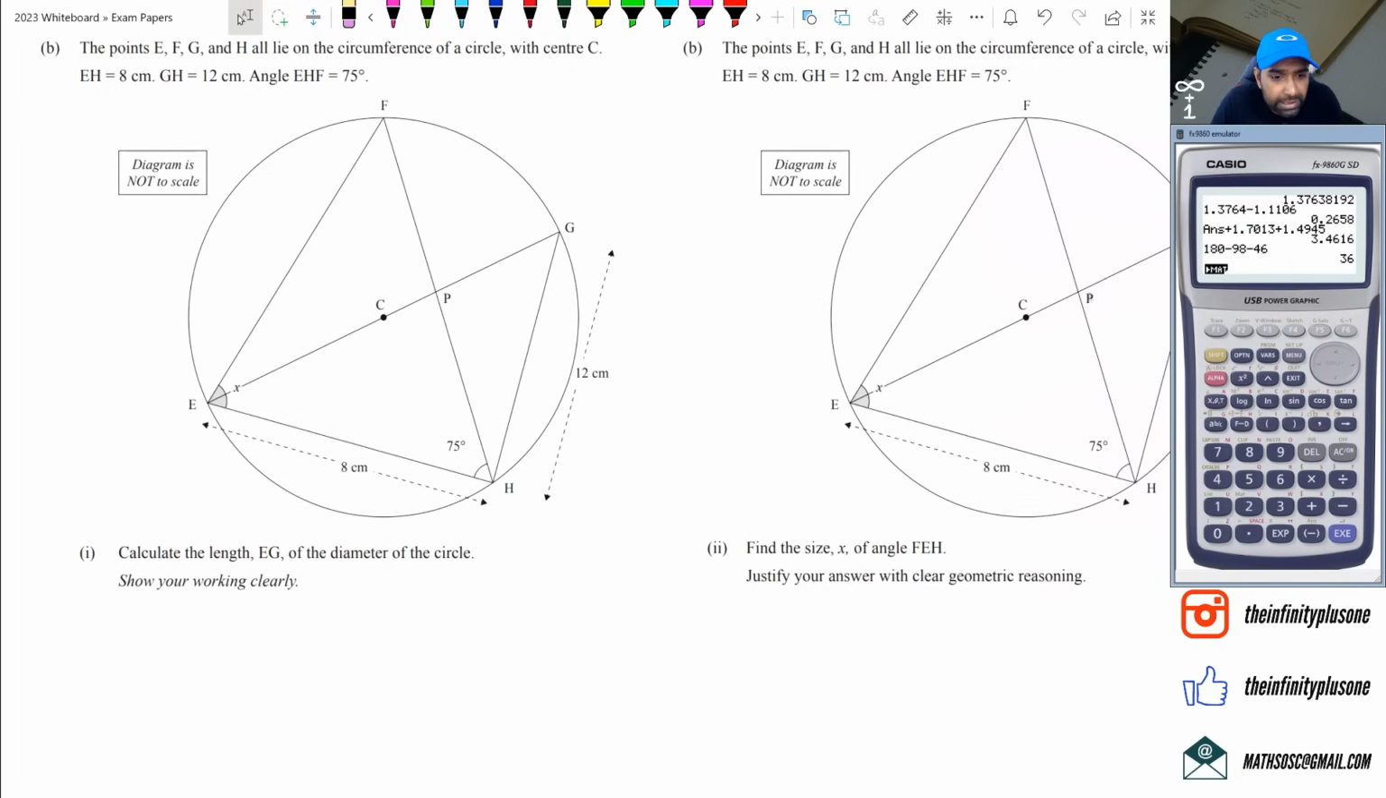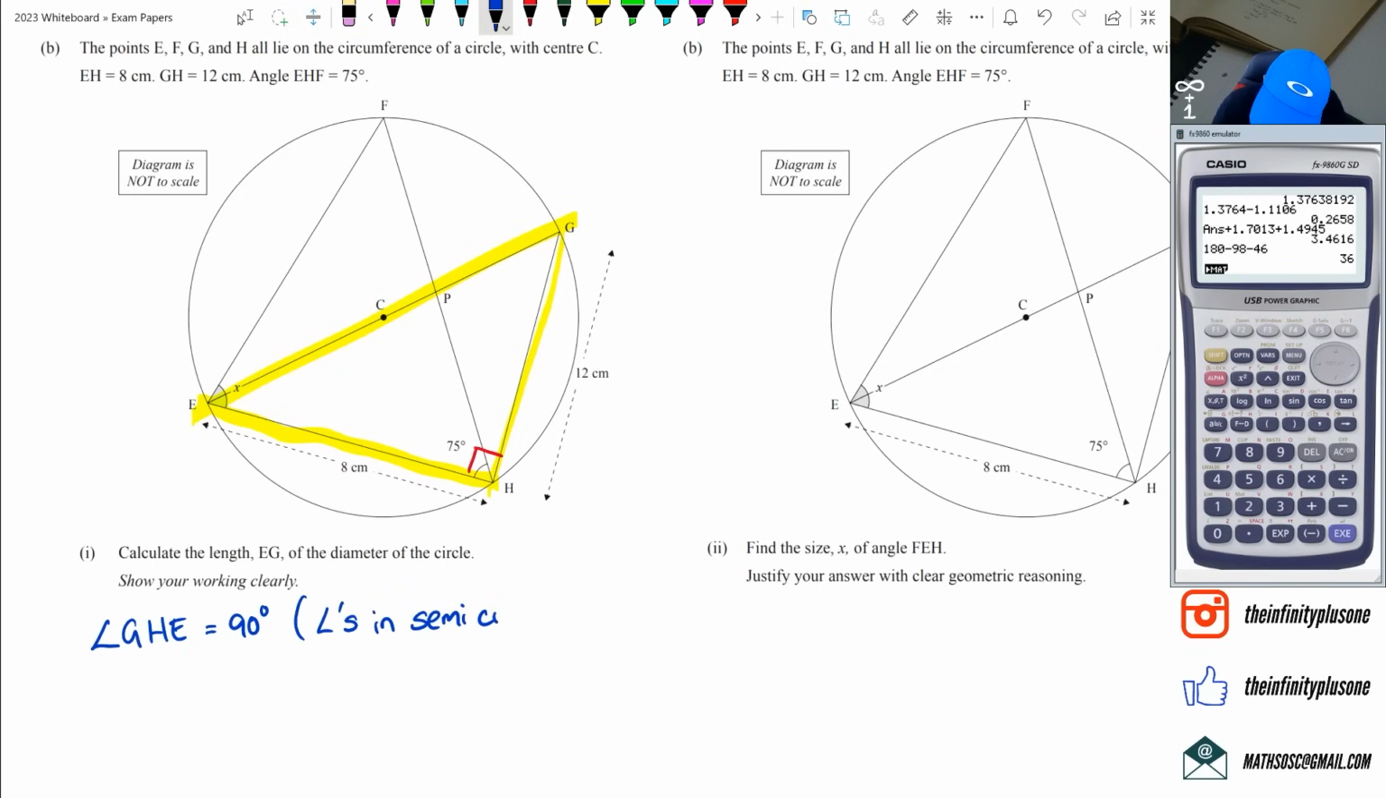So calculate the length EG, which is a diameter. I think we're actually working with a right angle triangle here, and the reason is because we've got angles in a semicircle is 90 degrees. So this right here is going to be 90 degrees, and so we're going to write that down first. So we've got GHE equals 90 degrees because angles in a semicircle equal 90 degrees.